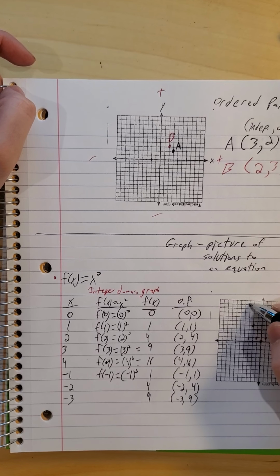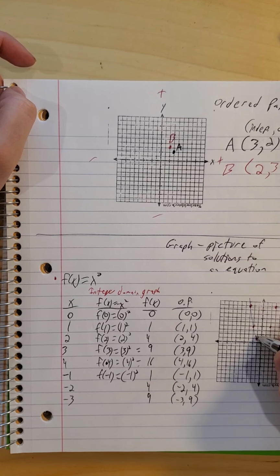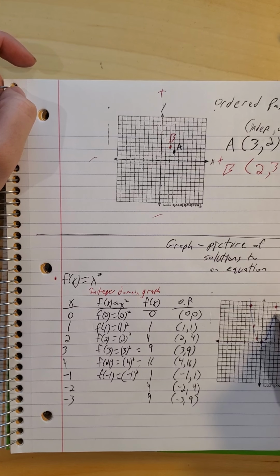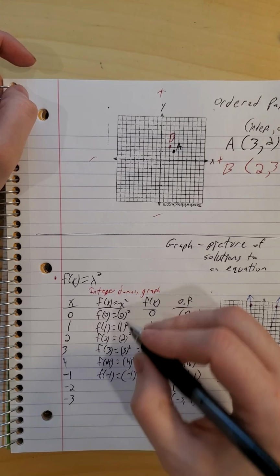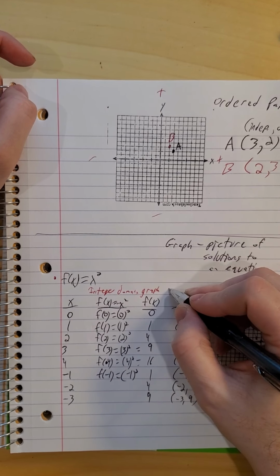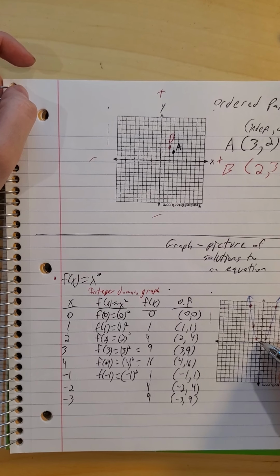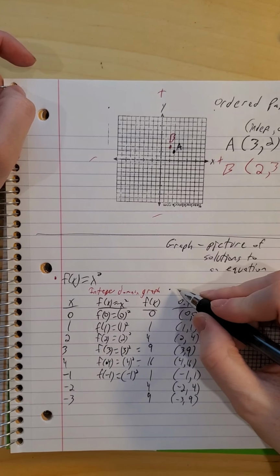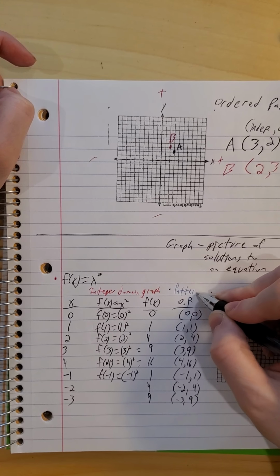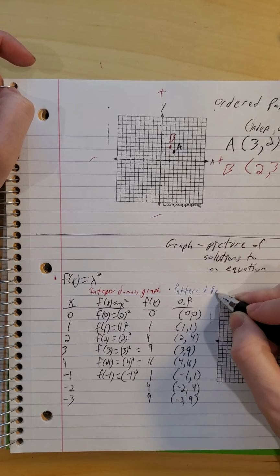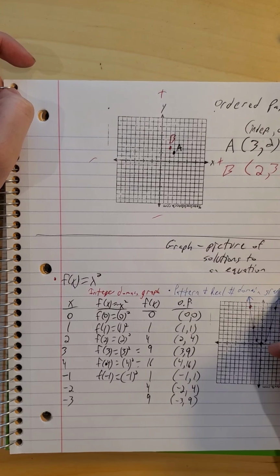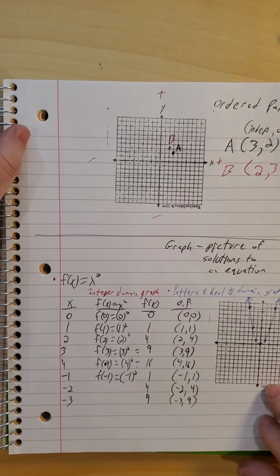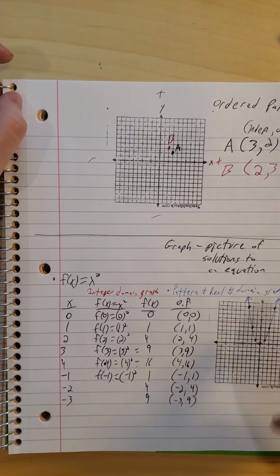You'll often see our author kind of connect them with a curve. So once we expand the domain, the blue will also be part of the graph as well. But it also does nicely kind of show us the pattern as well. So that's our graph of f of x is x squared.